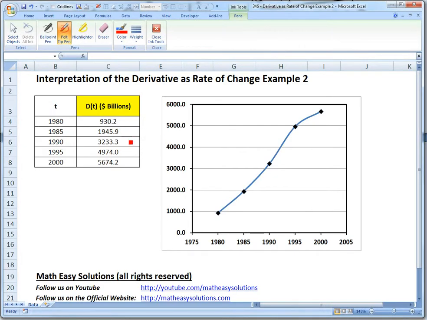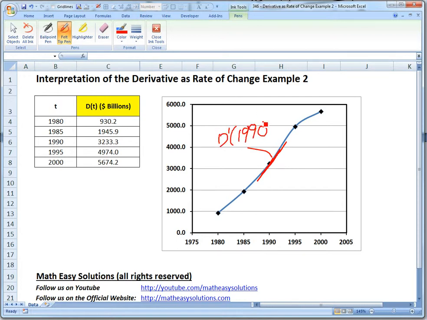Alright, so here I've made an Excel sheet, and you can also download this in the video links below. I have the same table here, and I've graphed this at 1990. Remember, the rate of change, or the derivative at 1990, is basically the tangent line to it, so it would be something like this. We are trying to estimate this slope, the derivative at 1990.